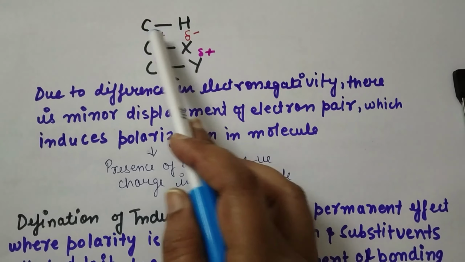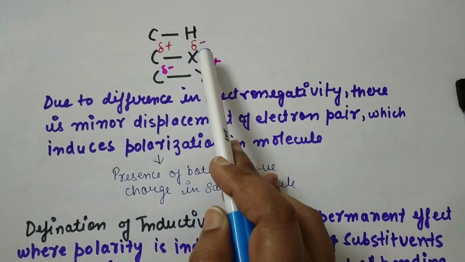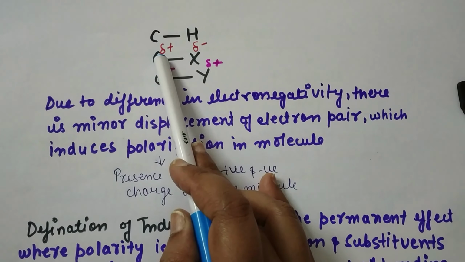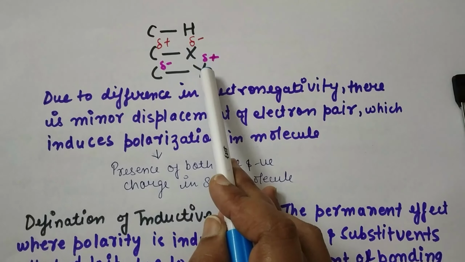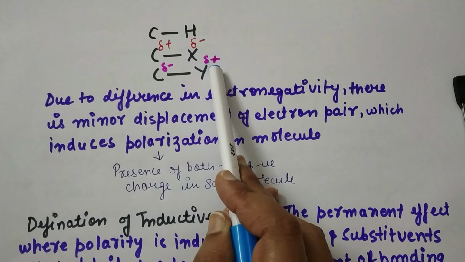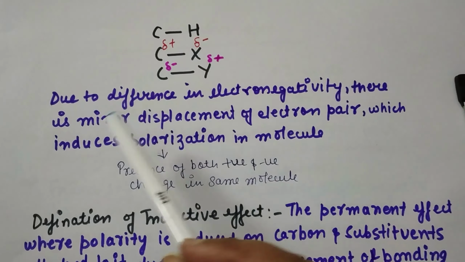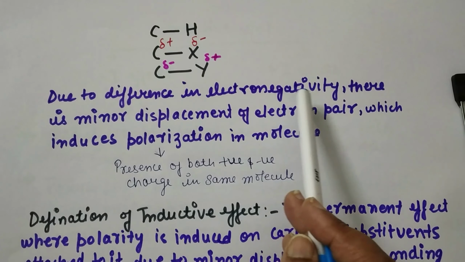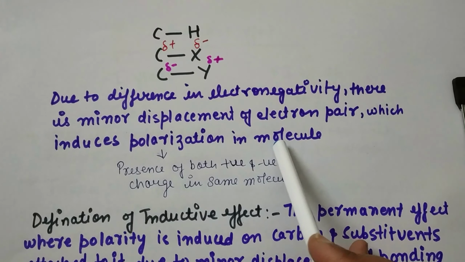Here again you can see the example: when carbon is bonded with hydrogen, both have almost similar charge. When carbon is bonded with X, which is more electronegative, then X will acquire a partial negative charge and carbon will acquire a partial positive charge. When carbon is bonded with Y, which is a low electronegative atom, then Y will acquire a partial positive charge and carbon will acquire a partial negative charge. So we can say that due to the difference in electronegativity, there is a minor displacement of the electron pair which induces polarization in the molecule.